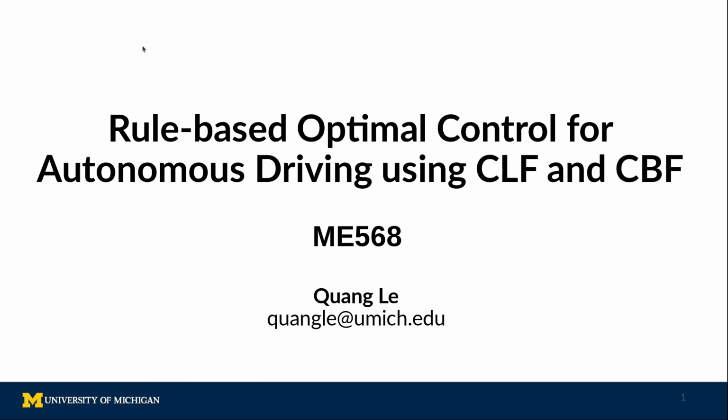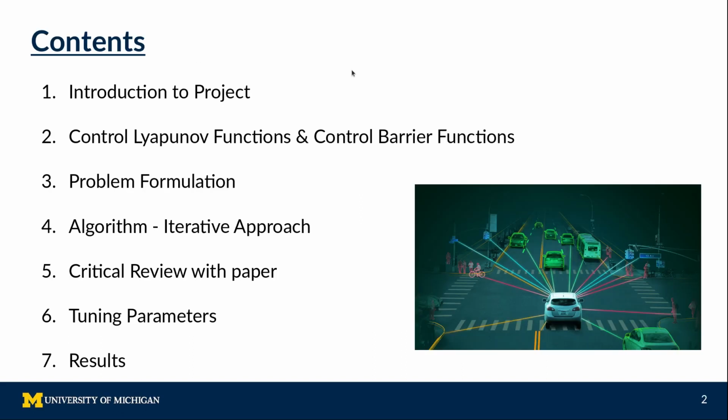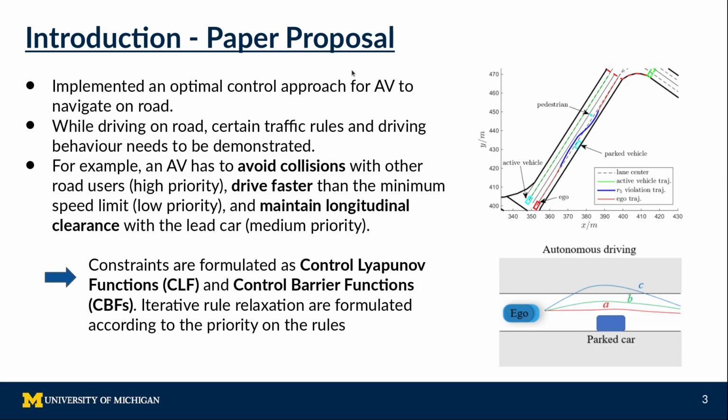Okay, hello everyone. I will talk about rule-based optimal control for autonomous driving using CLF and CBF. So here will be the content of the presentation, and I will briefly talk about how I implement the paper, the portion part, some specific findings of the paper. This paper implements an optimal control approach for an AV to navigate on the road, as you can see in the figure on the right.